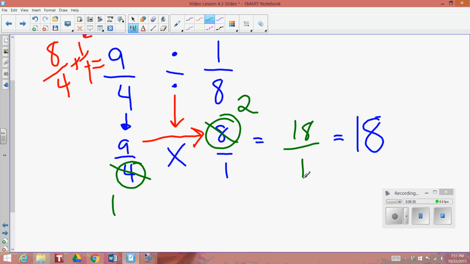You can choose to do that, or you can choose to multiply the other way. Cross-canceling helps make the multiplication much smaller. So if you struggle with multiplication, it might benefit you to cross-cancel. But if you just want to multiply the numerators across and the denominators across and then simplify, that's fine too.